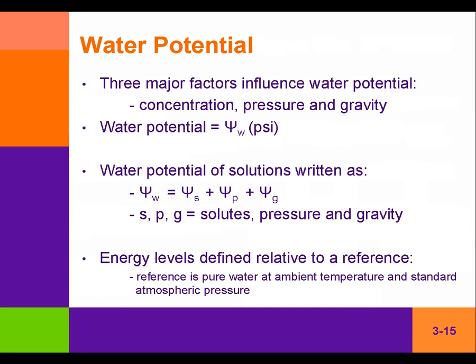The energy level or water potential is always defined relative to a reference of pure water. So pure water at ambient temperature and normal atmospheric pressure is defined as 0. And everything is described in relation to that. So for example, if we have pure water in an open vessel, so it's got no hydrostatic pressure acting on it, it's down at ground level, so there's very little gravitational potential, and we add salt to it, the salt will decrease the water potential of that fluid.